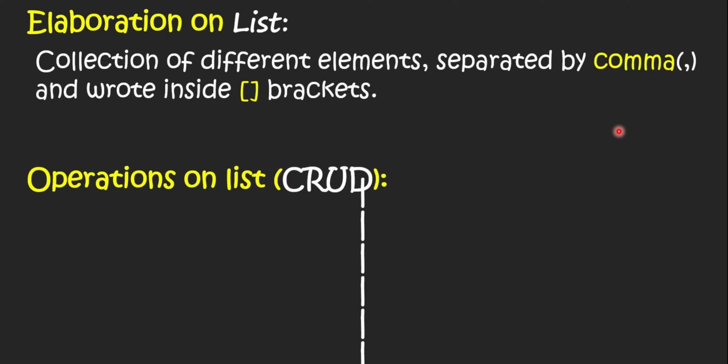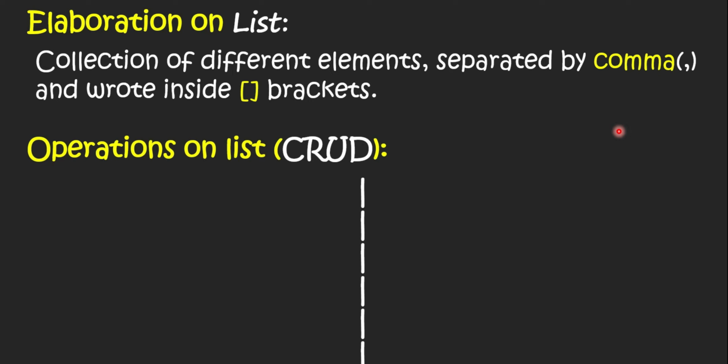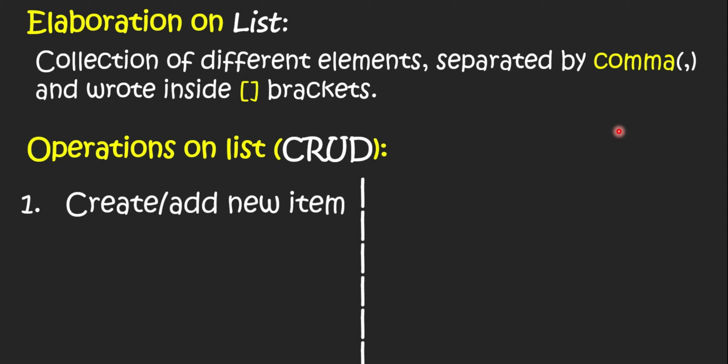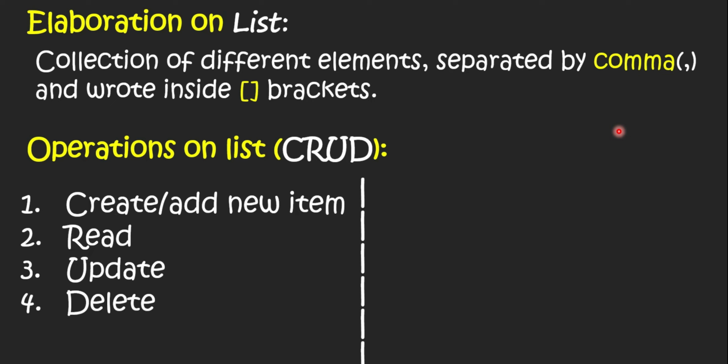So now let us have a look at operations on list. It is basically called CRUD. C stands for create, or adding a new item in list. R stands for reading an item in list. U stands for updating an item in list. And D stands for deletion of an item in a list. Let me give a simple syntax of how it's done.